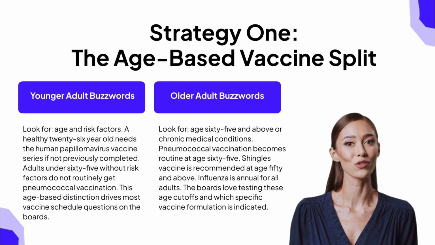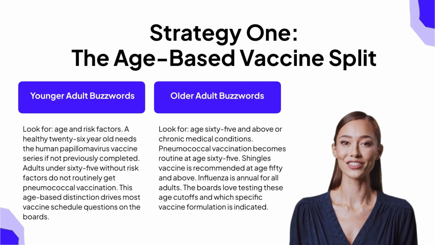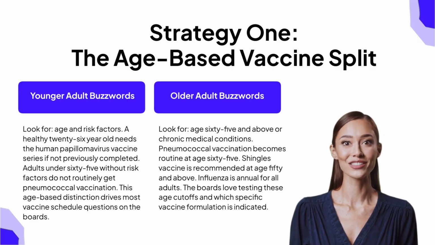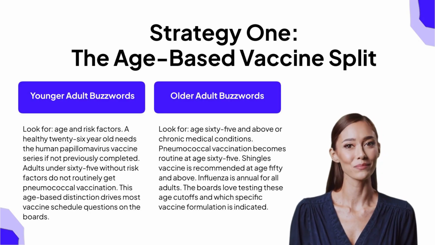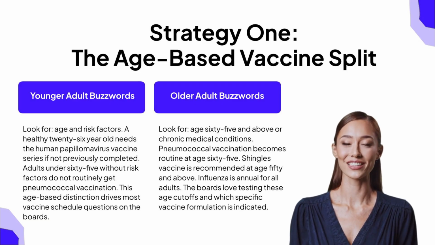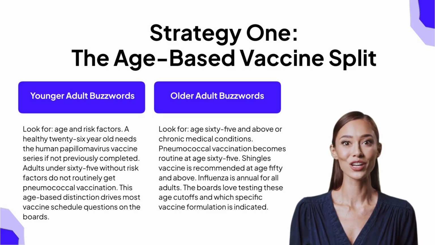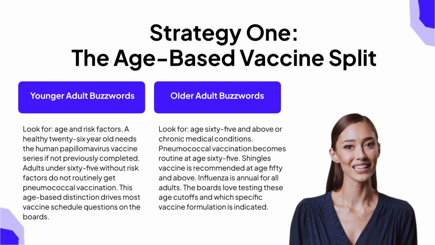Our first strategy is what I call the age-based vaccine split. When you see an immunization question, the very first thing you should do is identify the patient's age. This immediately narrows your answer choices. For younger adults, think about completing the human papillomavirus vaccine series and making sure they have had their tetanus booster. For older adults, especially those 65 and above, think pneumococcal vaccines and the recombinant zoster vaccine. The boards love testing these age cutoffs, so train yourself to look at the age in the stem first, then work from there. Review the adult immunization schedule table in First Aid for the exact age ranges.